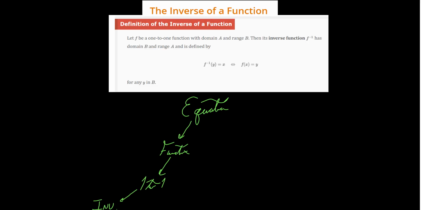Definition of inverse function. So let f be a 1-to-1 function. So that alone tells me that in order to have an inverse function, we must be a one-to-one function. In order for it to be a one-to-one function, it must be a function. And of course, in order to be a function, it must be an equation, right? So that's the tree that we're looking at here. Let f be a one-to-one function with domain A and range B. Then its inverse function, f inverse, has domain B and range A, and is defined by f inverse of y is equal to x, and that is equal to f of x equal to y.